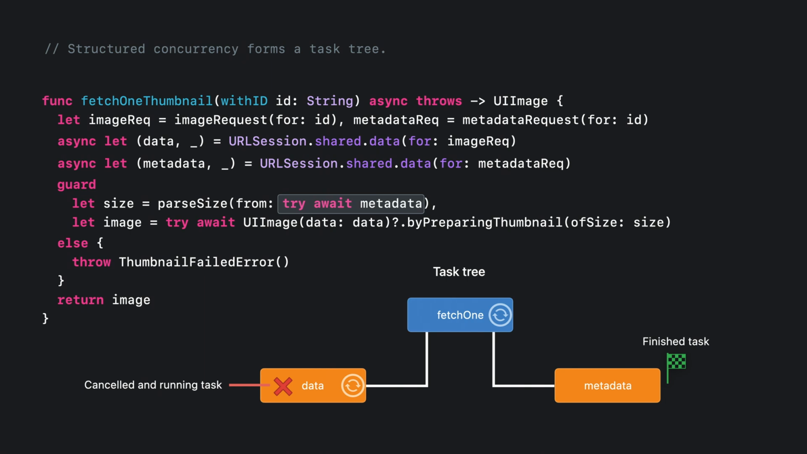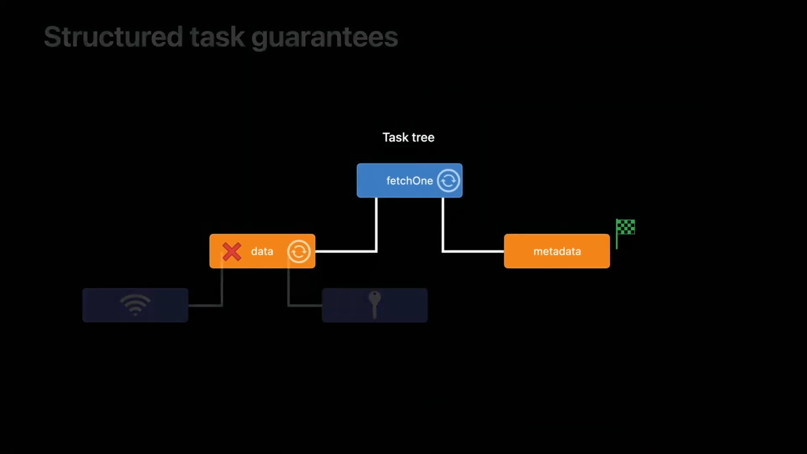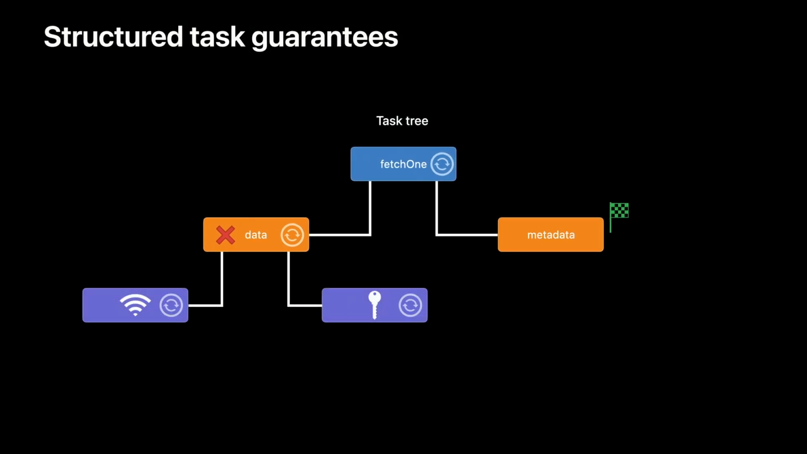Marking a task as canceled does not stop the task. It simply informs the task that its results are no longer needed. In fact, when a task is canceled, all subtasks that are descendants of that task will be automatically canceled too. So, if the implementation of URL session created its own structured tasks to download the image, those tasks will be marked for cancellation. The function fetchOneThumbnail finally exits by throwing the error once all of the structured tasks it created, directly or indirectly, have finished.